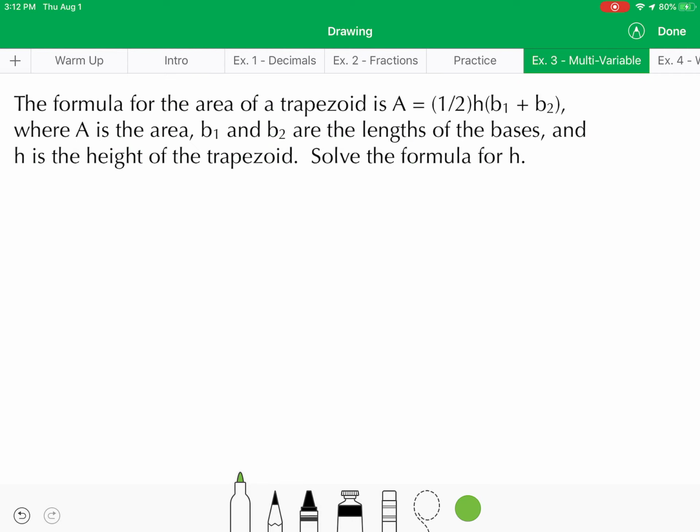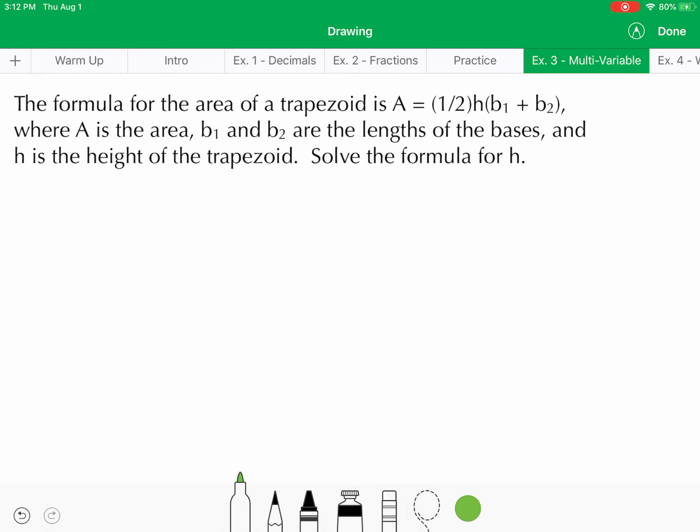All right, moving forward. So in this particular example, we are given a formula. This is the formula for the area of a trapezoid. We want to think of this as a multivariable equation. Okay. A represents the area of the trapezoid. B1 and B2 are the lengths of the bases, and H is the height of the trapezoid. We would like to solve the formula for H.